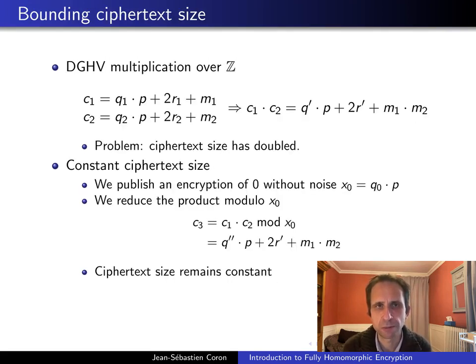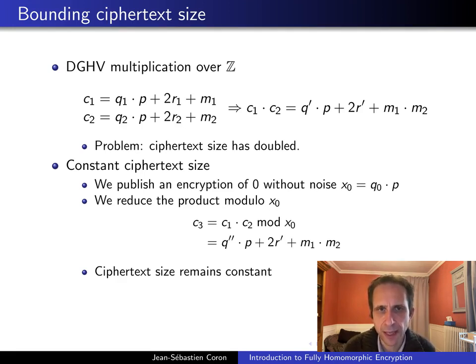So a small problem that we have is that for the DGHV scheme, when we multiply two ciphertexts over the integers, so when we compute the product of C1 and C2, then the size of the ciphertext has doubled. And we would like to bound the ciphertext size. But for this, there is a simple trick. We simply publish an encryption of 0 without noise. So we publish an exact multiple of p. So we publish x0 equals q0 times p. Of course, we can only publish a single exact multiple of p, because if we have two such multiples of p, then we can compute the GCD and recover the private key.